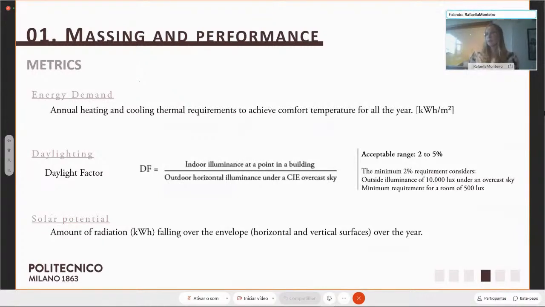For that, we evaluated this large pool of cases, assuming the energy demand as the annual heating and cooling thermal requirements in kilowatt-hour per square meter. The daylighting condition is evaluated using the metric daylight factor, which has some limitations, but is able to give a pretty good idea of the daylight conditions in a time-wise and computational possibilities. The solar potential is accounted here in the first chapter as the amount of radiation falling over the envelope, both facade and roof area.